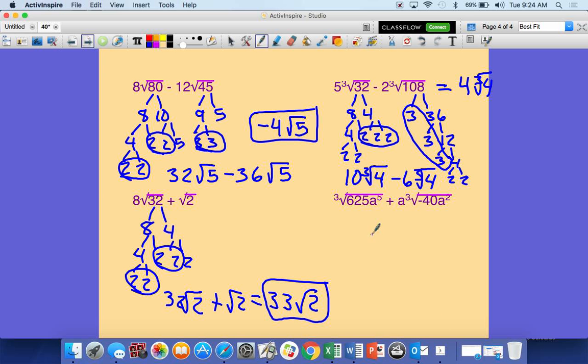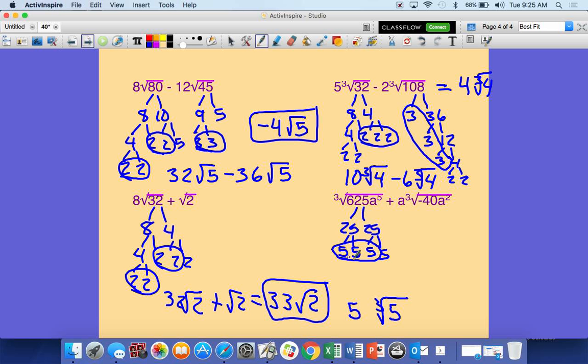Alright, we can do the exact same thing even if they're variables here. It's got to be the exact same underneath though to be able to add them. Alright, so we've got to break these down. 625 is 25 and 25. 25 is 5 and 5. 5 and 5. So there's a group of 3. So 5 goes out in front. I'm going to leave a little space here. And the 5 goes back underneath.